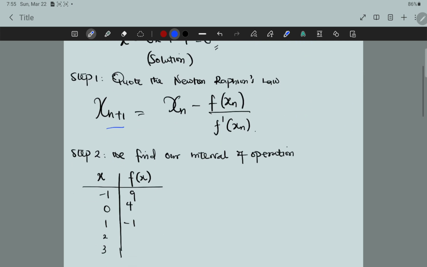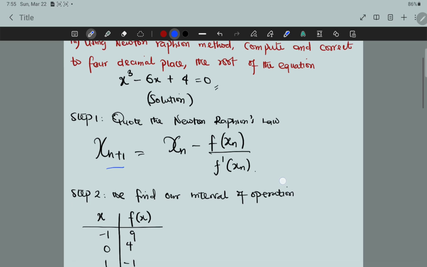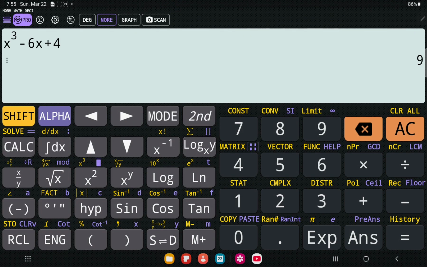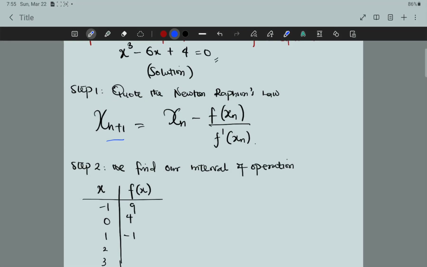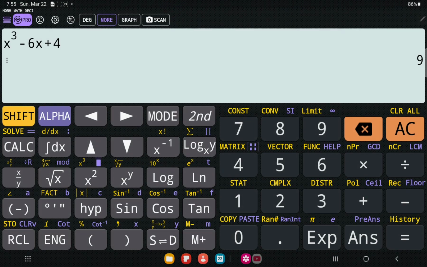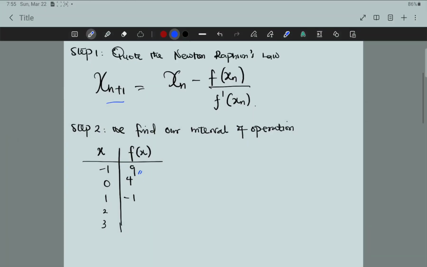So, trial and error, we want to try at -1. At -1, what's it going to give us? You put it in your calculator, you write the equation itself, and you calculate at -1. You have 9. That's why you have it as 9 here. Then you try 0. Calculate at 0. You have 4. That's why you have it as 4 here.